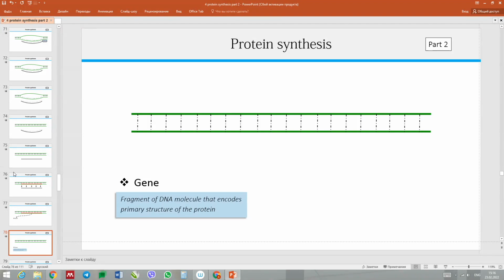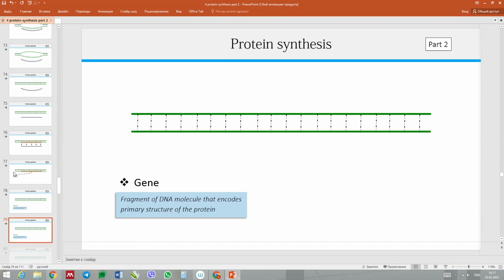Later, we will discuss another concept of the gene, which says that a gene is a unit of genetic information responsible for development of a certain property of the body. This is also one of the possible explanations when we consider development of the whole body. But now, when we are inside of the cell and talking about synthesis of the protein, we will follow this concept of the gene, so that a gene is a fragment of a DNA molecule that encodes the primary structure of the protein.